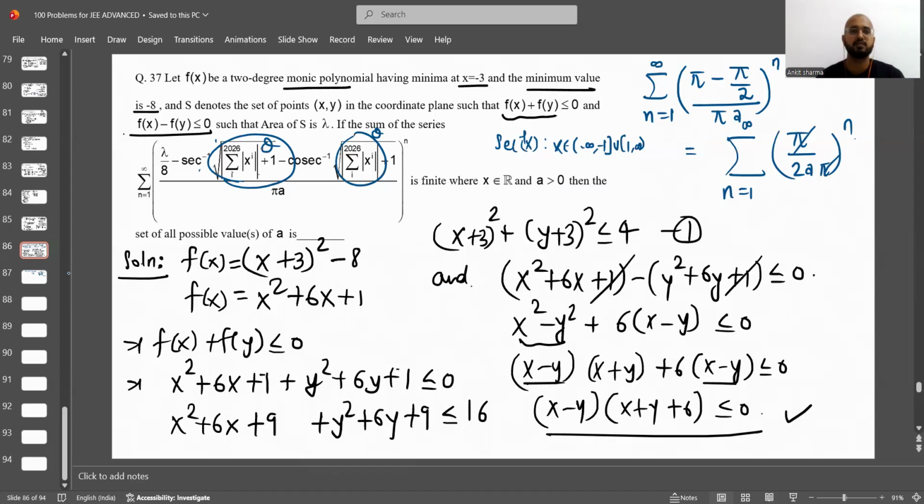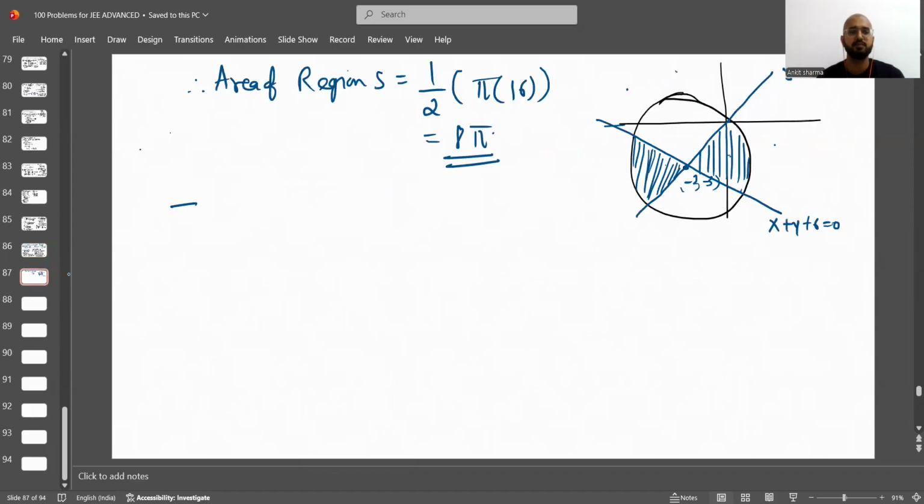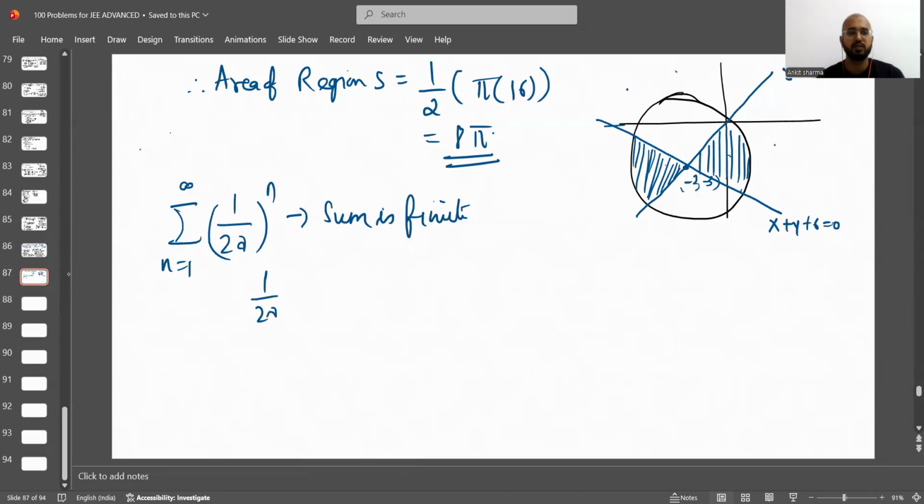So this pi gets cancelled. That means my series is basically 1 over 2a to the power n and runs from 1 up to infinity. Now we are saying that this sum is finite. So if this sum is finite, that means the common ratio, which is 1 over 2a, should be less than 1, because that's a geometric series. And the sum is finite, that means the series is convergent. So the series is convergent only when the common ratio is less than 1.